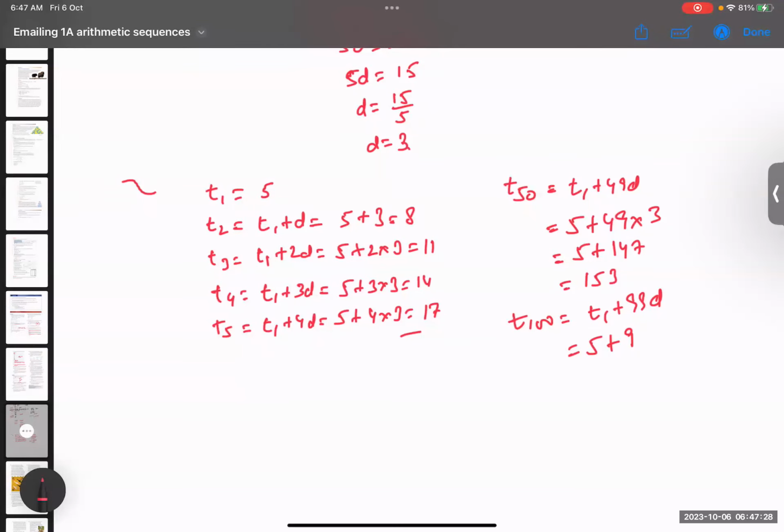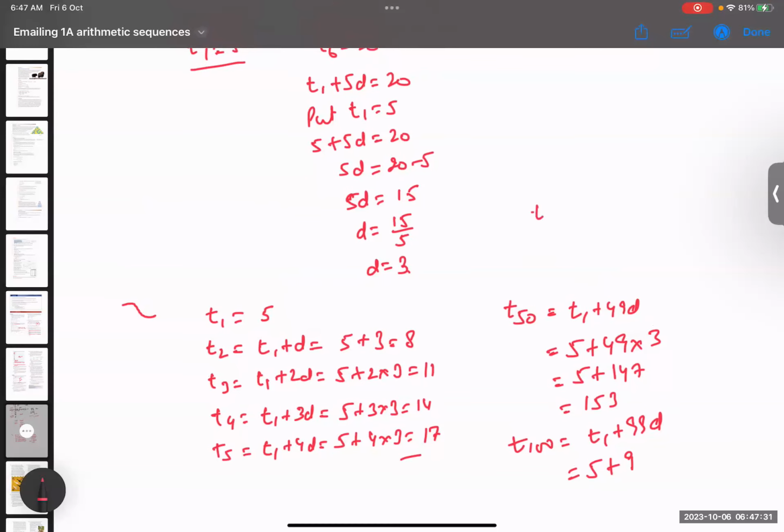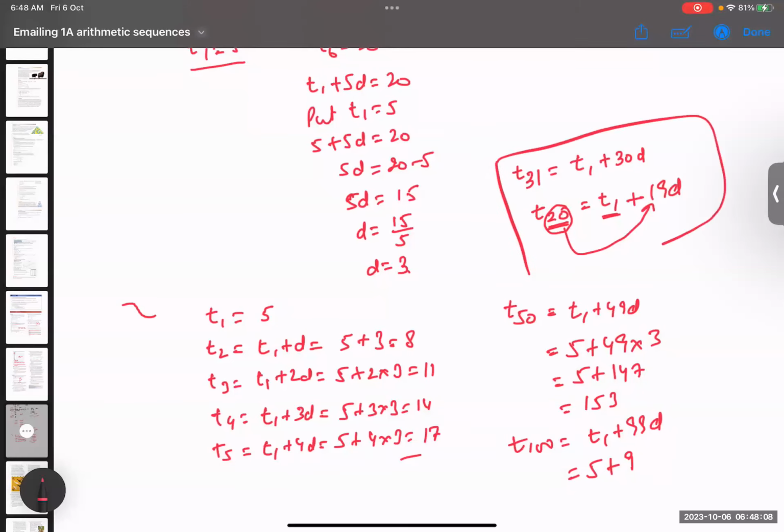Listen to me very carefully. I am telling you once again. Whatever term we are asking for, suppose we are asking for the 20th term. The 20th term is T1. First, we always write down T1, nothing else. Plus, whatever number is written here, 1 less than that. What is 1 less than 20? 19. 19D, that is the answer. Suppose I am asking about the 31st term. You write down T1 plus 30D. Got it? Is it clear?